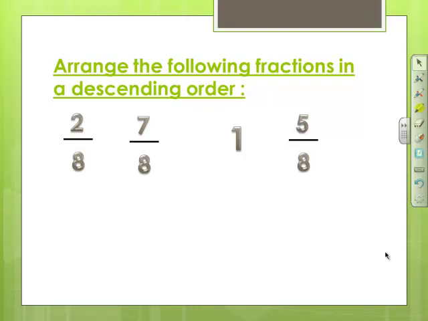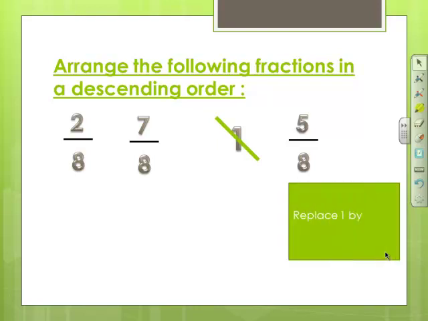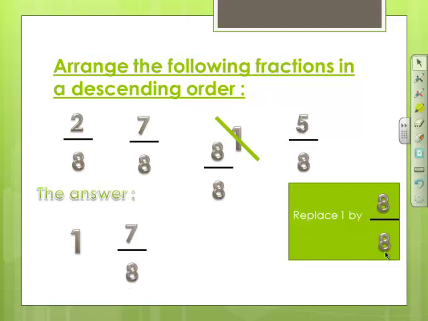Arrange the following fractions in a descending order. Here we have 2 over 8, 7 over 8, 1, and 5 over 8. Here we have fractions having the same denominator except 1. We will cancel 1 or replace 1 by 8 over 8. Any number over the same number equals 1. So we will replace 1 by 8 over 8. The answer will be 1, which means 8 over 8, 7 over 8, 5 over 8, and 2 over 8.